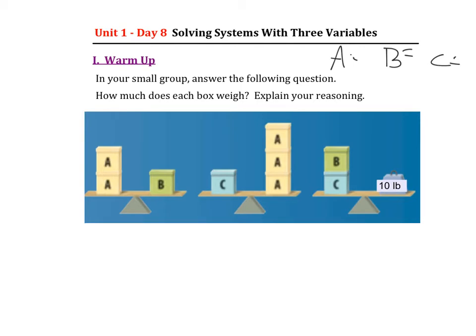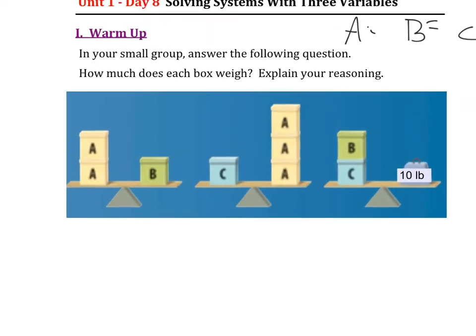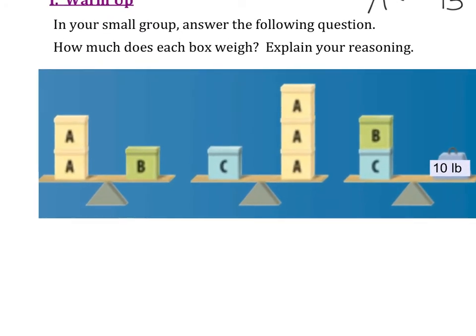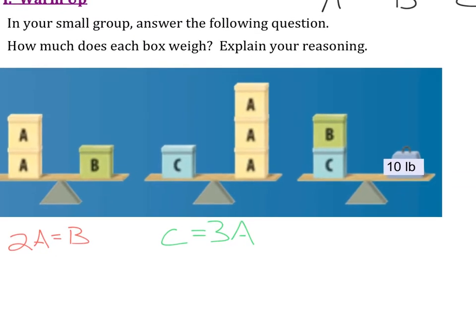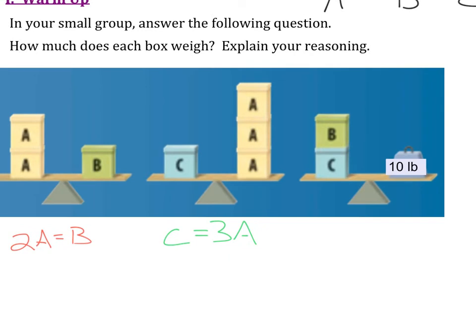For the first scenario, I'm saying 2 A boxes is the same as 1 B box. So I could safely say 2A equals 1B. Similar logic. I know that 1 C box is equal to 3 A boxes because those balance each other out there. And then lastly, I've got a B and a C combined, so that would be B plus C, and that's going to equal 10.